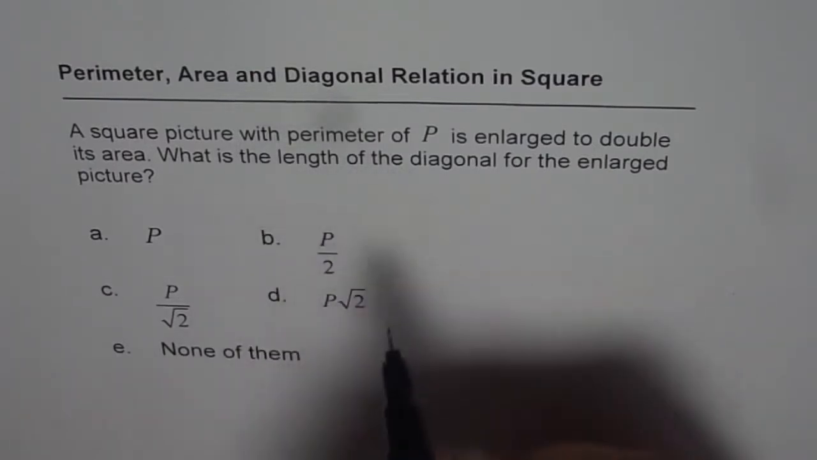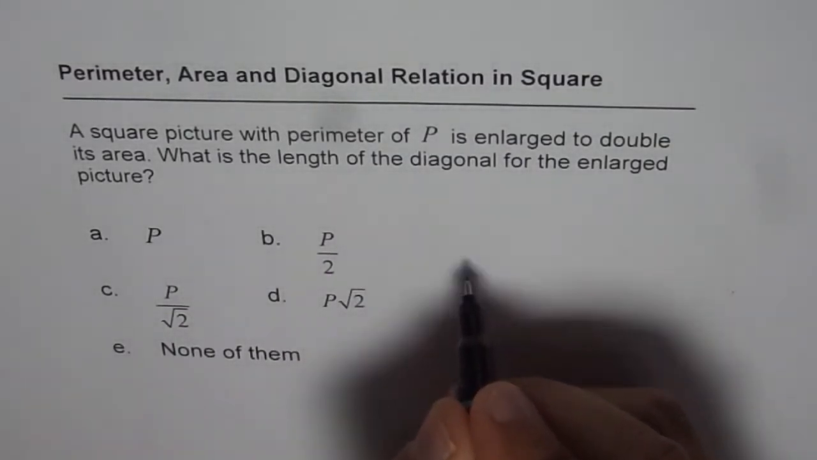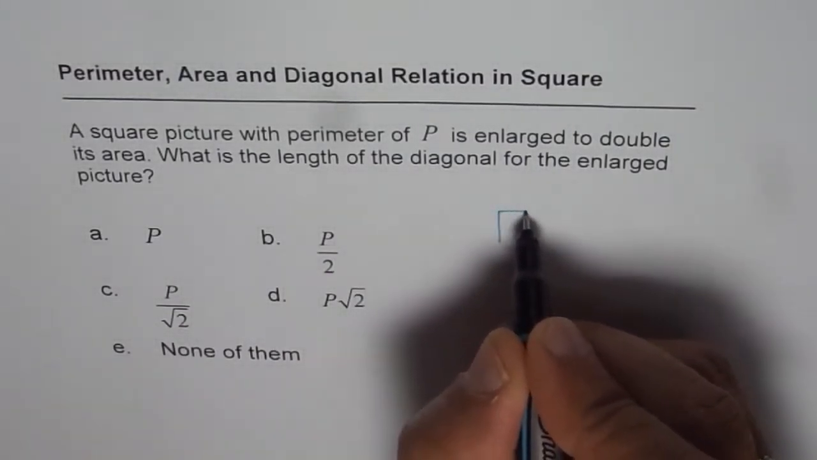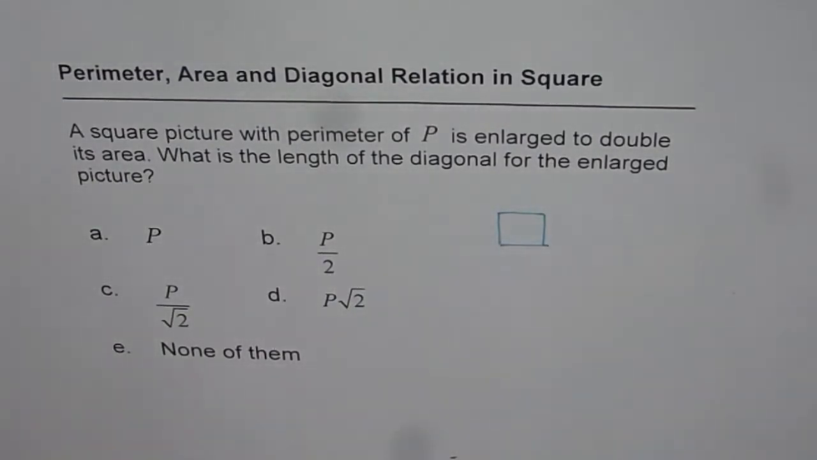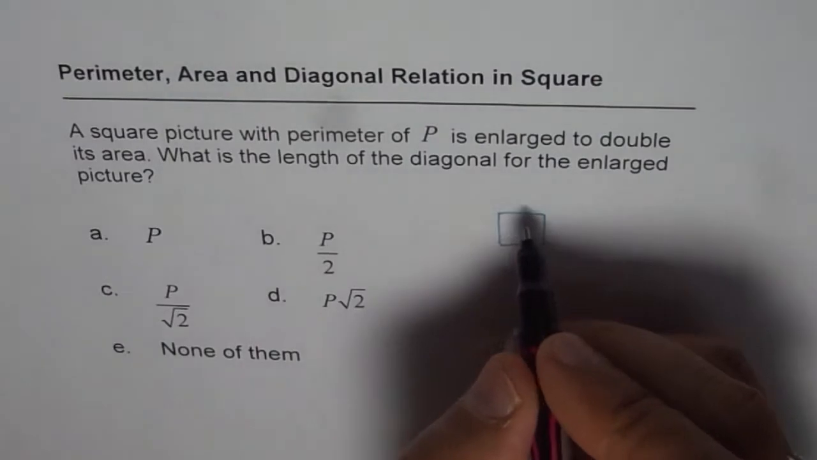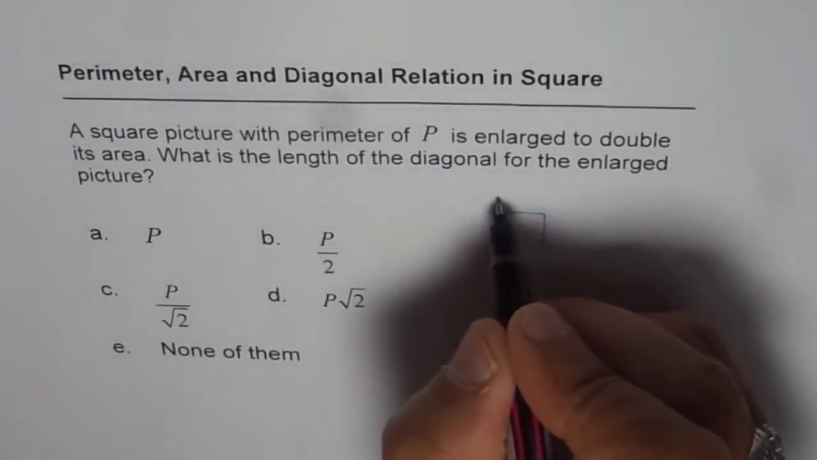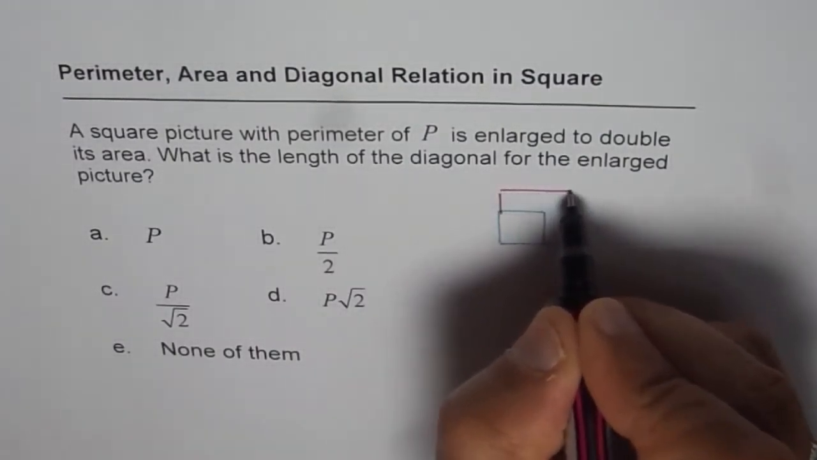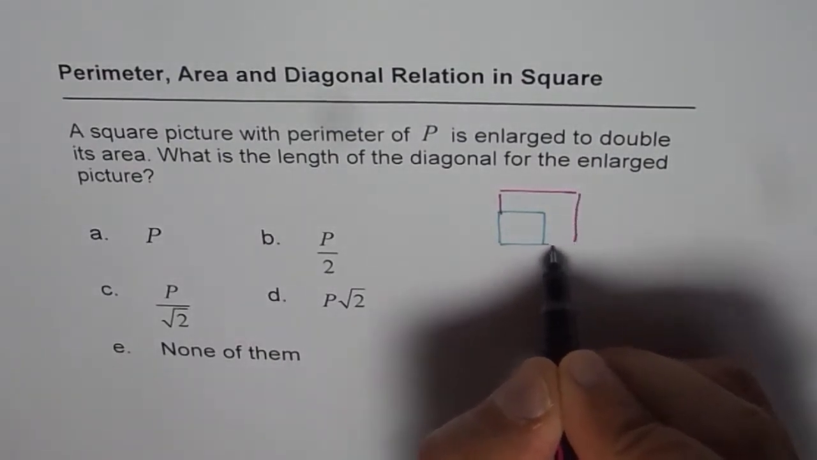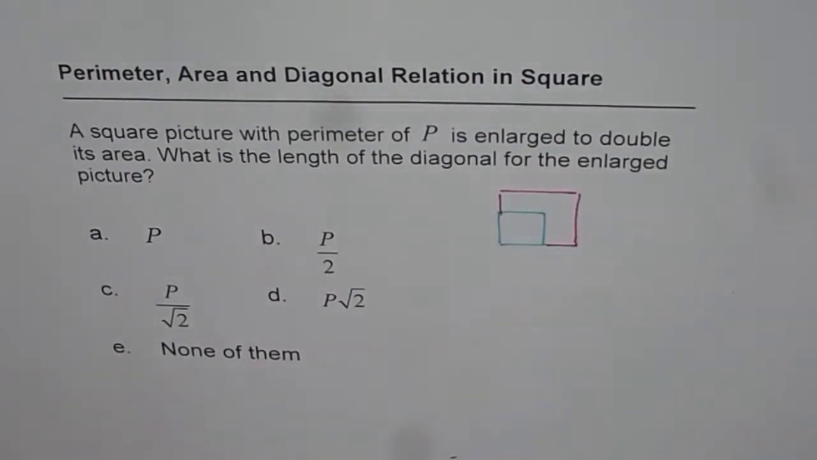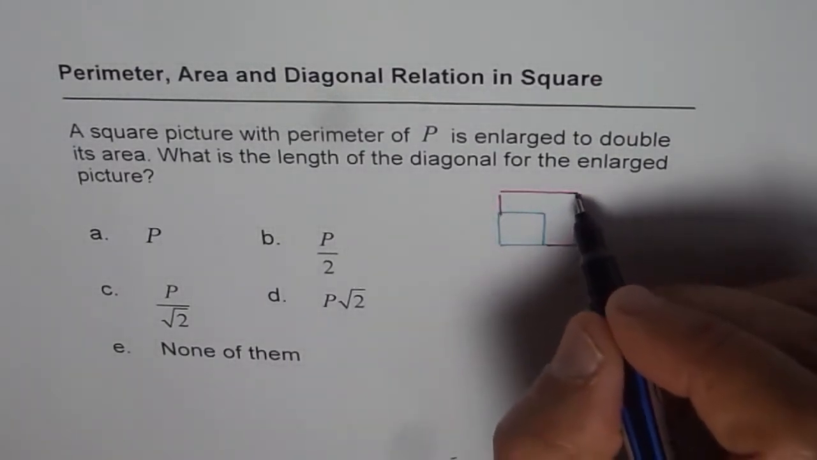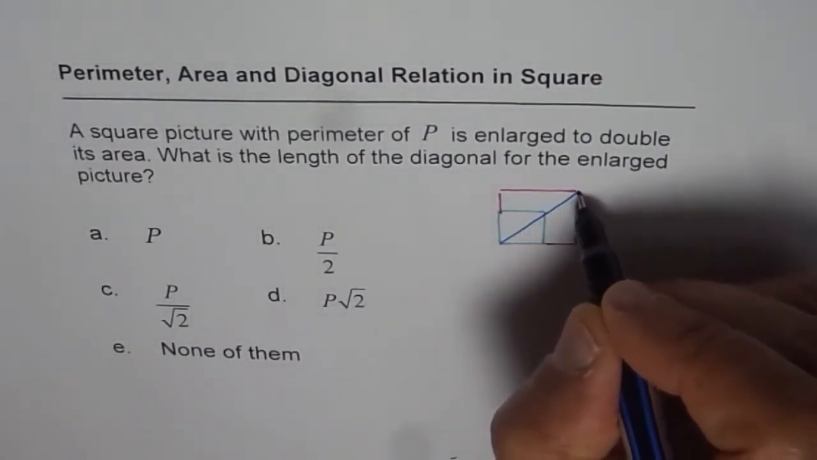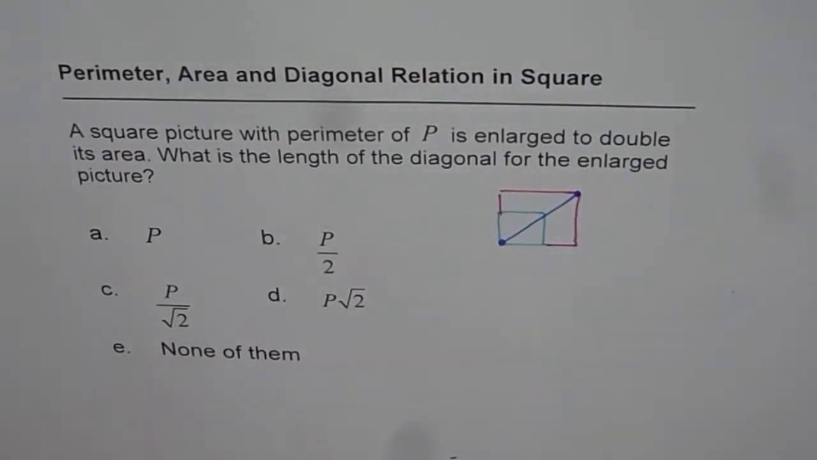So what we are given here is a square picture. Let me draw one here. So we have a square picture which is enlarged to double its area. So let's say area is doubled. So that is the enlarged picture whose area is twice the area of the previous one, right? We need to find the length of the diagonal. That is what we need to find.